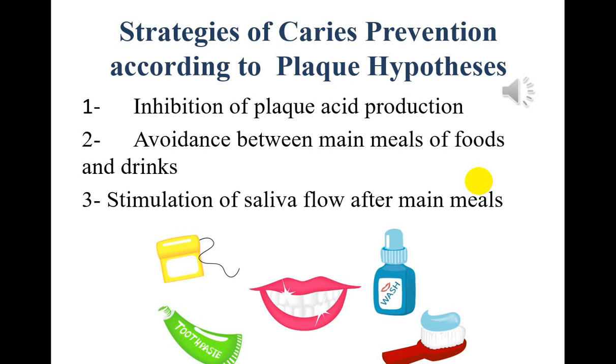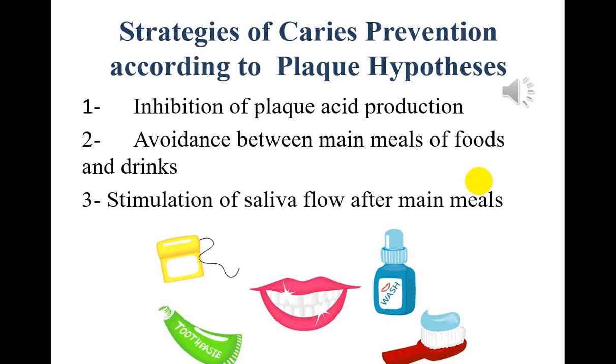The second point in our strategy is to avoid between-meal food and drinks in order to give a chance for the buffer capacity of saliva to bring back a neutral pH, and by this to prevent an acidic medium continuously present surrounding the outer enamel surface. Again, acidity is a good environment for bacteria to survive and metabolize.